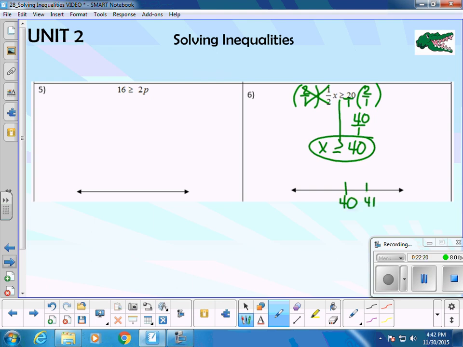We have 41 on this side, and we have 39 on this side. This says x is greater than or equal to 40, so it's a solid circle, and it goes to the right since it's greater than.